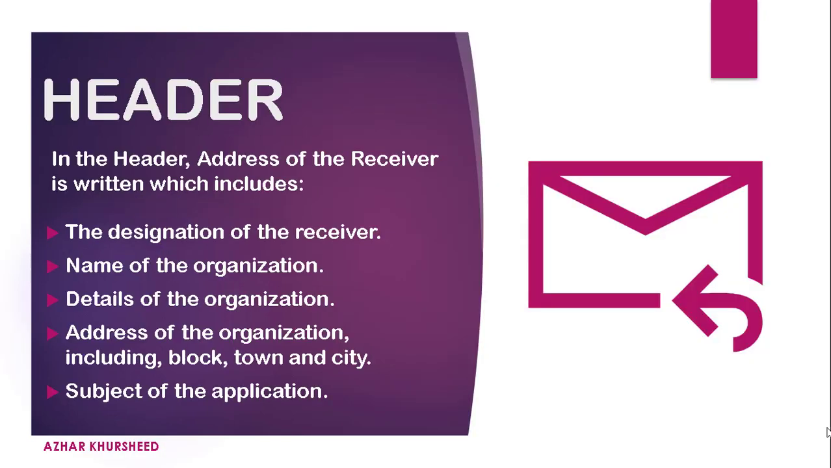In the header, the address of the receiver is written. What does this mean? To whom you are writing the application, you will write the address of that person. Obviously, that person is the receiver of your writing or your application. So, in the header, what will be included? The first thing that will come on the top is the designation of the receiver. What does this mean? The designation or the post of the receiver, like in which designation the person is working.